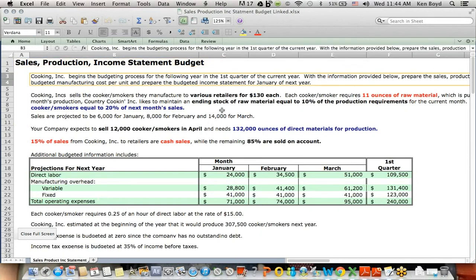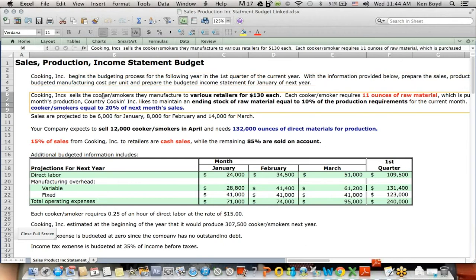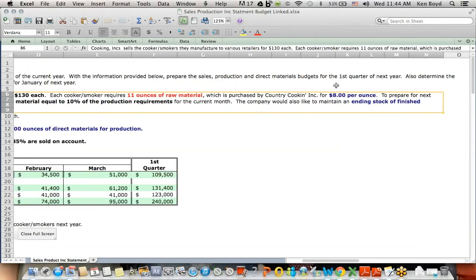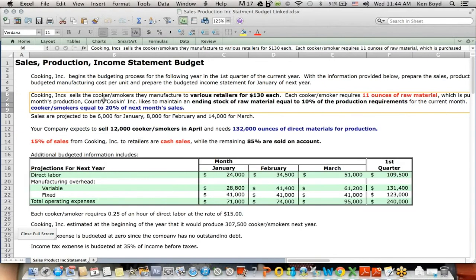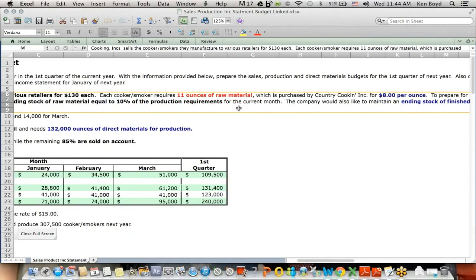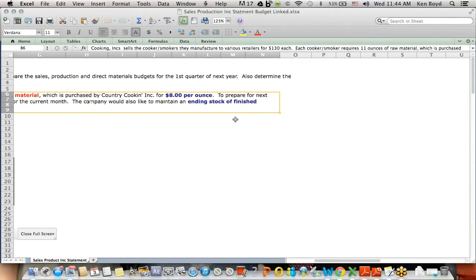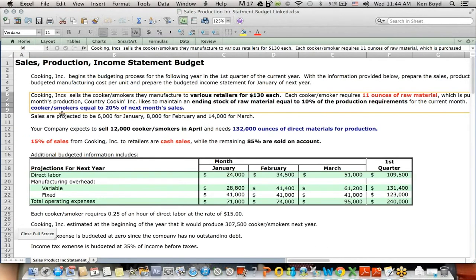So the company's Cooking Incorporated, and they make cookers and smokers. We're given a retail price, $130 each. We're told there's a certain amount of raw material that the company uses to make the product at $8 per ounce. The company wants to maintain an ending stock of raw material equal to 10% of production for the current month. These numbers are important to go over up front. And the company would like to maintain an ending stock of finished goods of 20% of next month's sales.